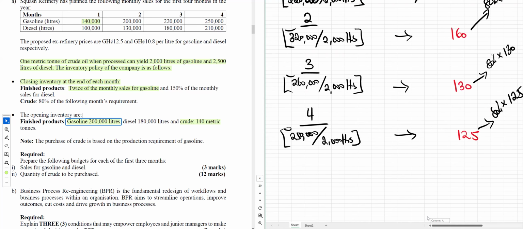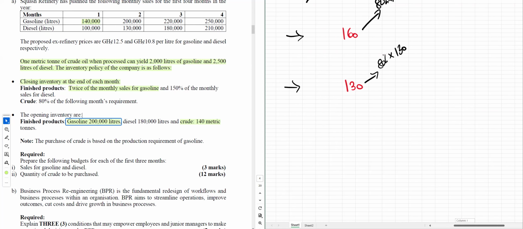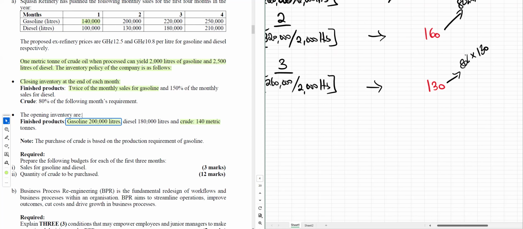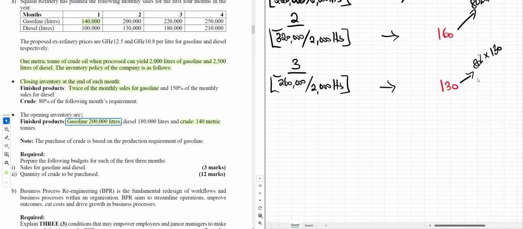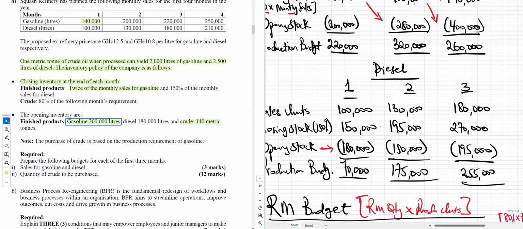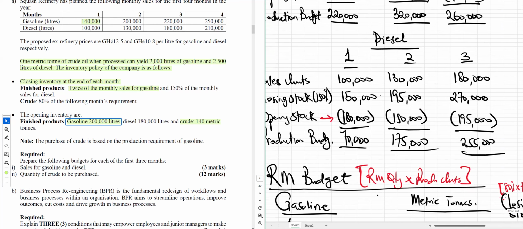Without month 4, we cannot get the closing stock for this month. So that means we need to do it for month 4 too. Otherwise, you can't get the closing stock for month 3, because it's 80% of the next month's usage. Exactly.